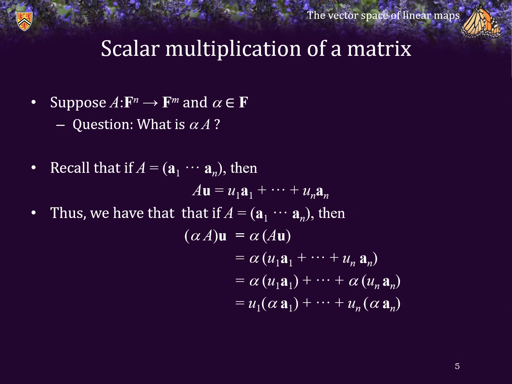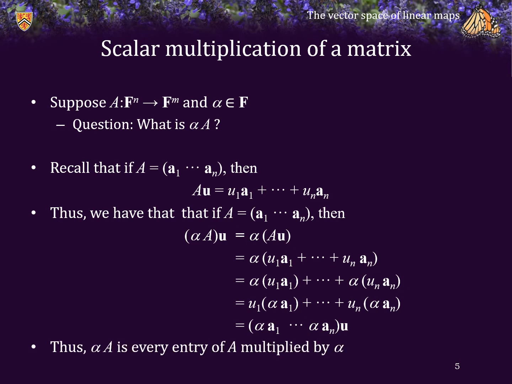So now we have a linear combination of alpha times each of the columns of the matrix A multiplied by the corresponding entries of u. But this is just the matrix with column vectors equal to alpha times the corresponding column vectors of the matrix A, all multiplied by the vector u. Thus, alpha times A is every vector of A multiplied by alpha.